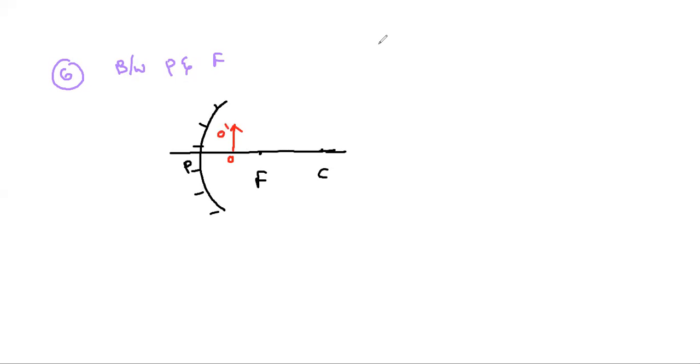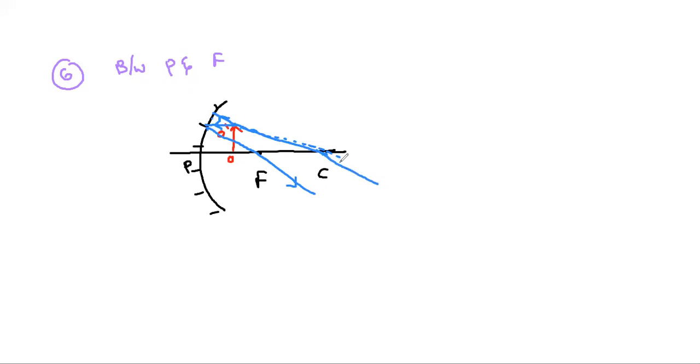Now take the first incident ray, which I am representing with a blue sketch. The ray which is passing parallel to the principal axis, after reflection, will pass through the focus. This is my first ray. And for the second, I am going to take the ray which is passing through the center of curvature. After reflection, what will happen? It will retrace its actual path or reflect in the opposite direction.